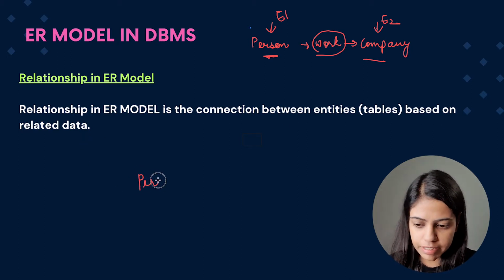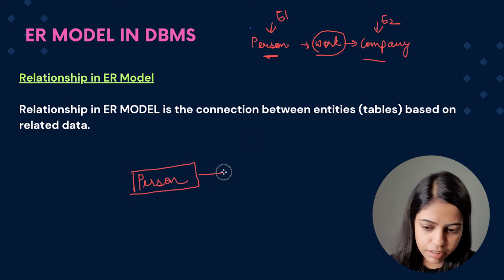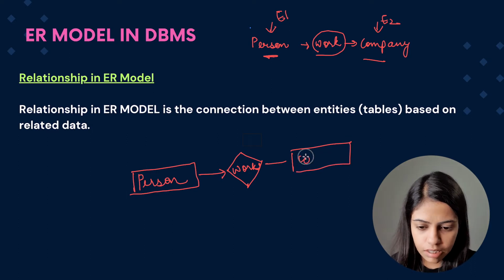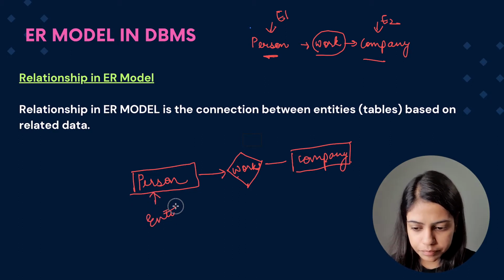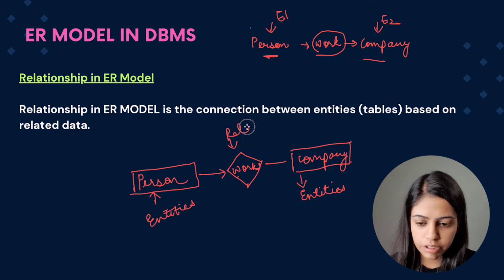So person is the first entity. Entity we generally display using a rectangle. Now there is a relationship. Relationship we display using a diamond, that is works. And then there is one more entity, that is company. So basically person works for company. These two are entities, and this is the relationship between two entities.